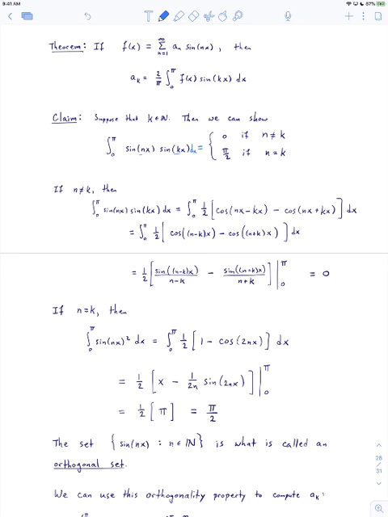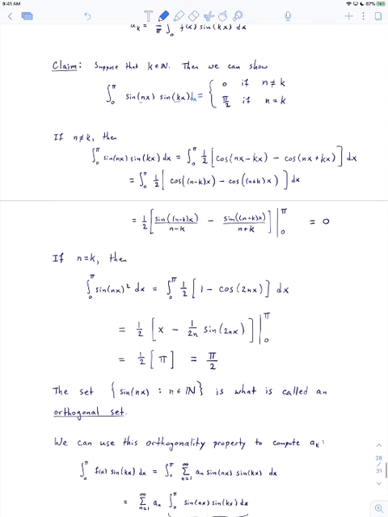If you multiply by the constant square root of 2 over pi, then you get what we call an orthonormal set, because their integrals will either be 0 or 1. We'll talk more about this in a future lecture.